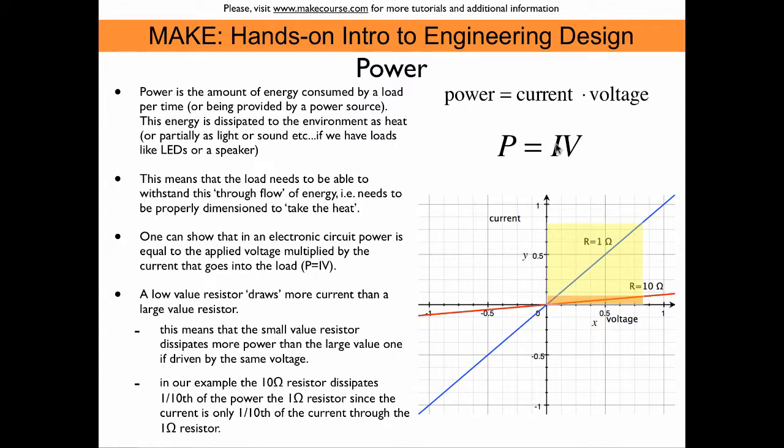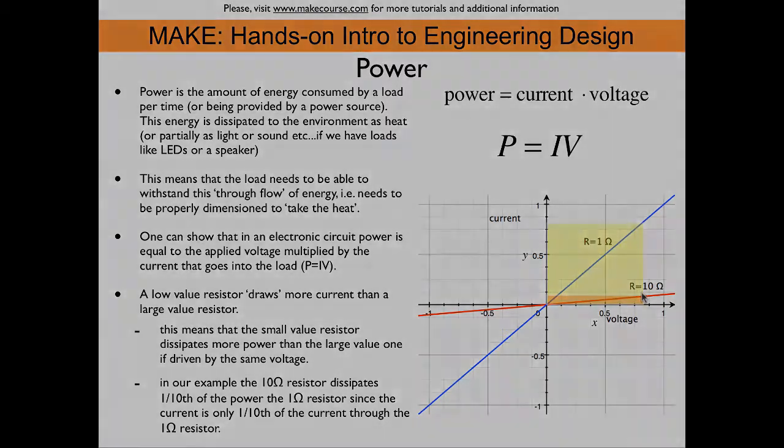Now power is I times V, so we can just think of it as these rectangles that are defined by the voltage and the appropriate current. And so you see here that in the 1 ohm resistor we get a big rectangle, and in the 10 ohm resistor we get a small one. That means that the power dissipated at the same voltage in the 1 ohm resistor is 10 times higher than the power that is dissipated in the 10 ohm resistor.